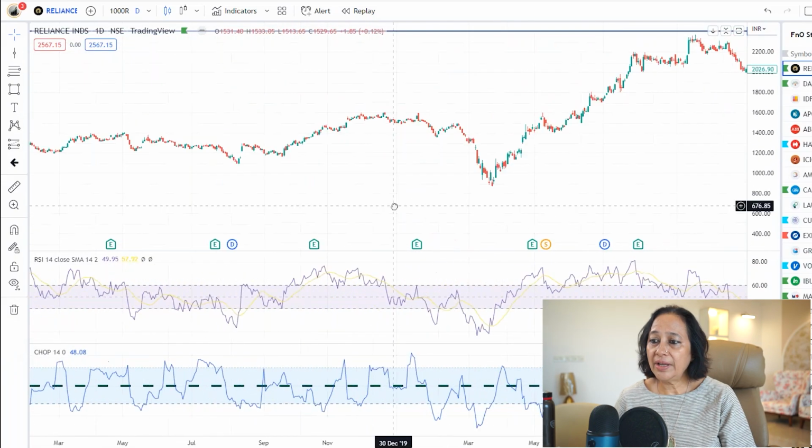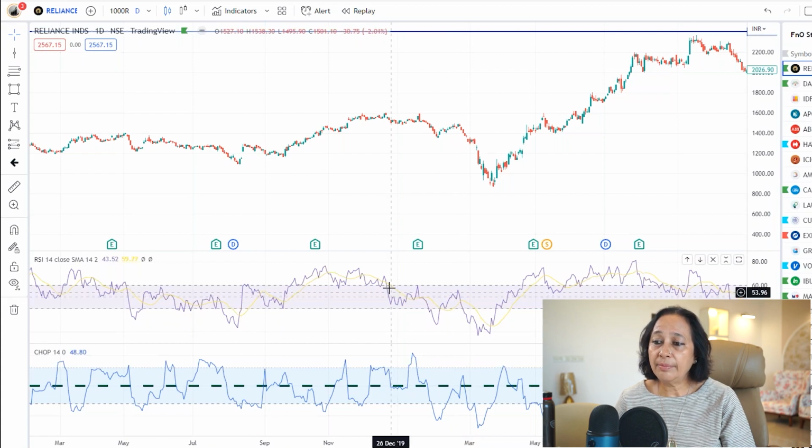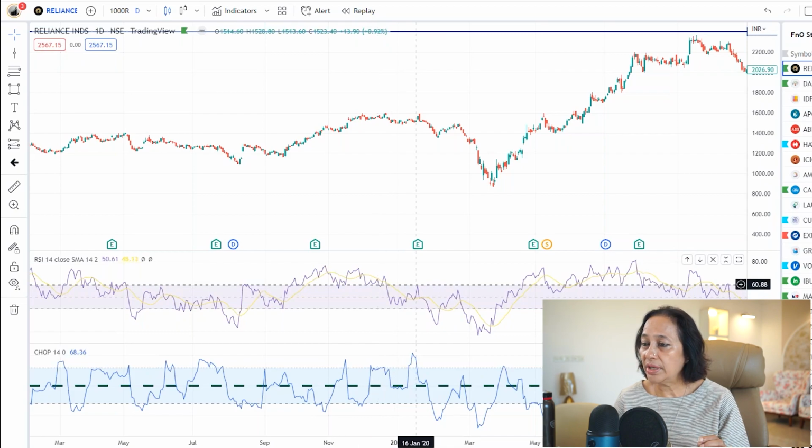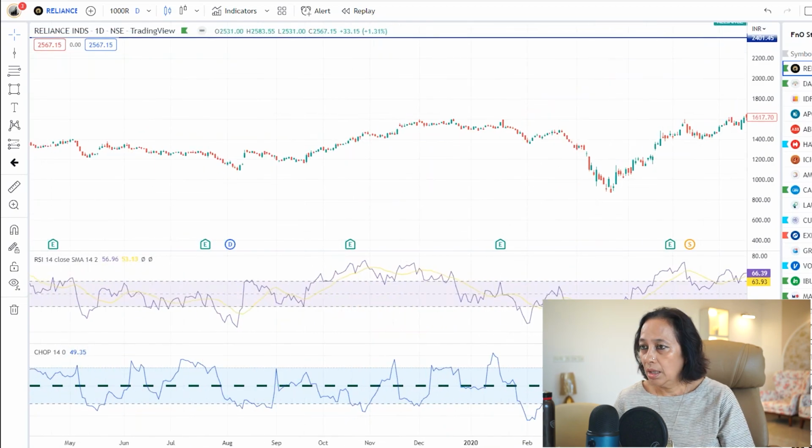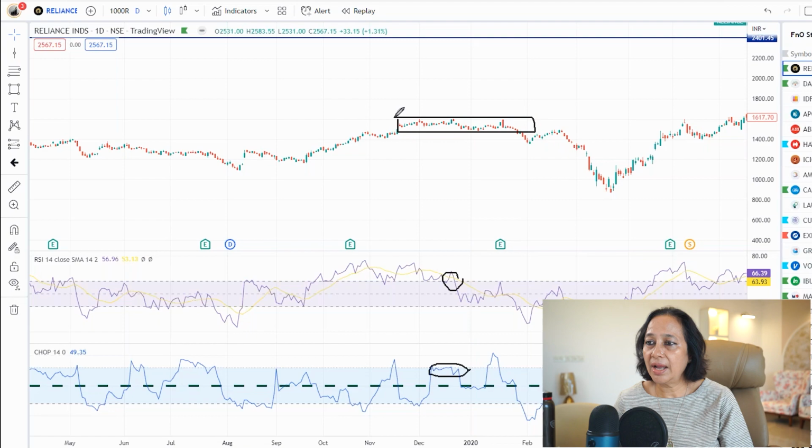In this example, we're going to look for RSI coming below 60, and choppiness has to be below 50. Notice here, RSI has come below 60, but choppiness has not come below 50. So you will be ignoring this trade. And as it is, this Reliance is horizontal. It has not given you a required move.